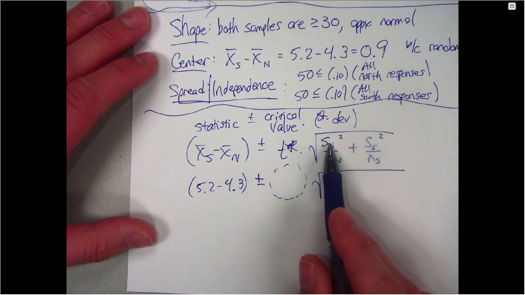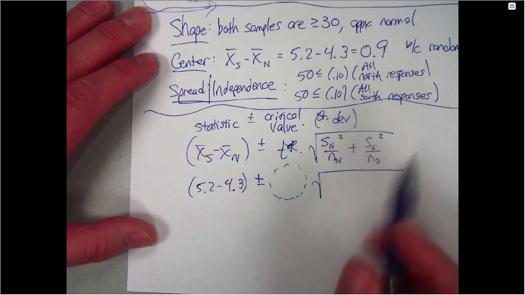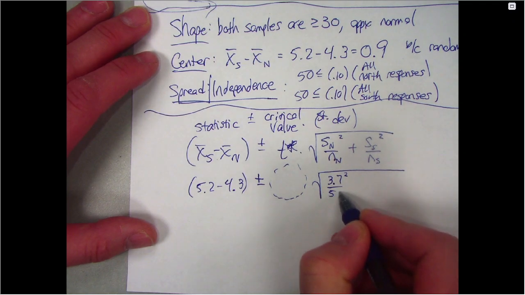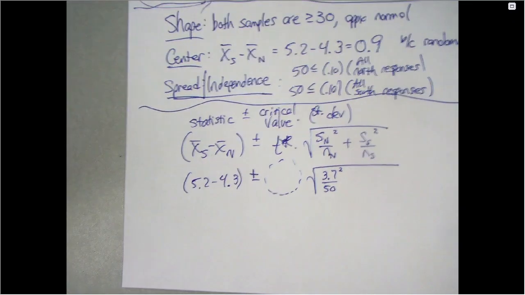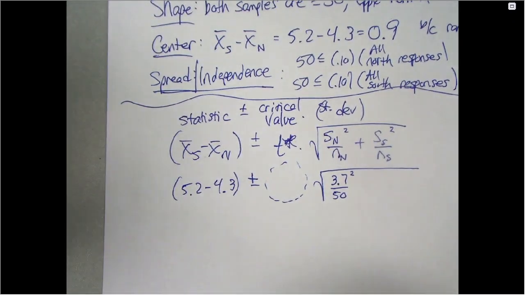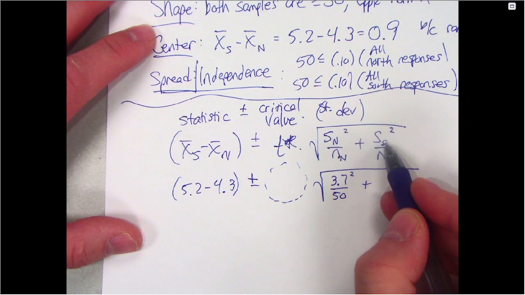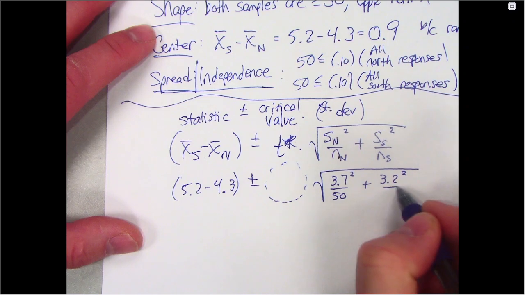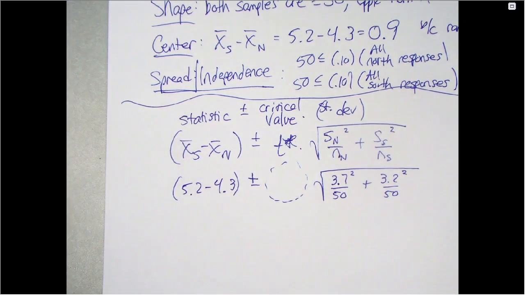So the north standard deviation is 3.7. That gets squared and divided by the sample size. The south standard deviation is 3.2. That gets squared and divided by the sample size.